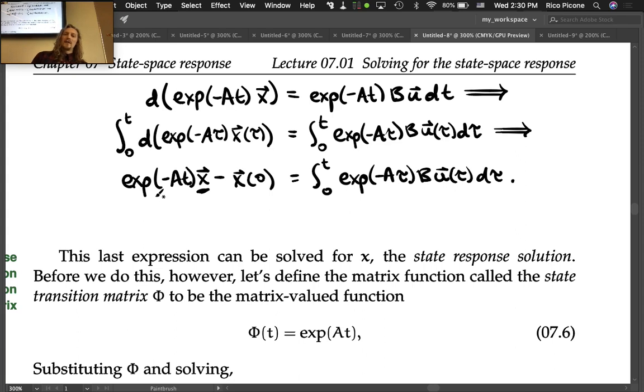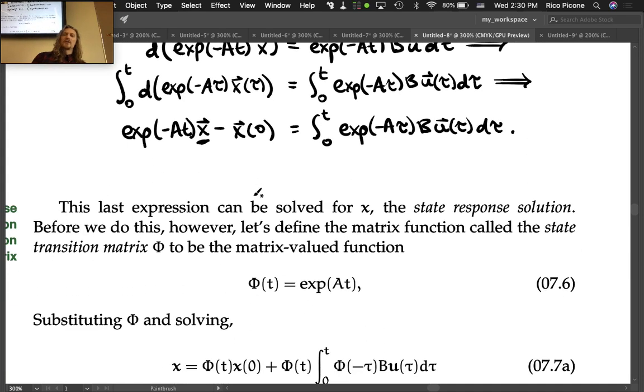But before we do this, let's define the matrix function called the state transition matrix, phi, to be the matrix valued function, the matrix exponential of At. Okay? So when we multiply both sides by the exponential of At, this one's going to go away, and we're going to get this exponential of At on the right-hand side, and that's going to show up twice, and we're going to call that capital phi, the state transition matrix.